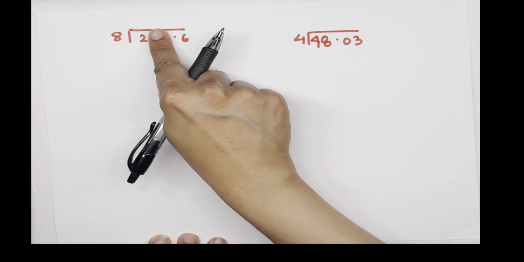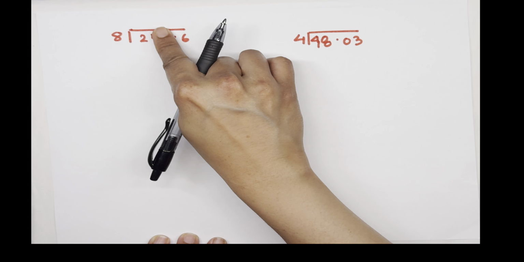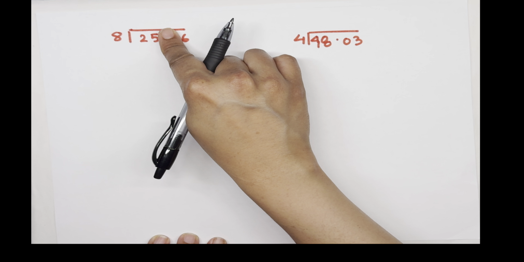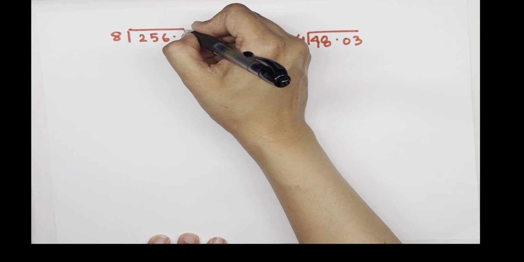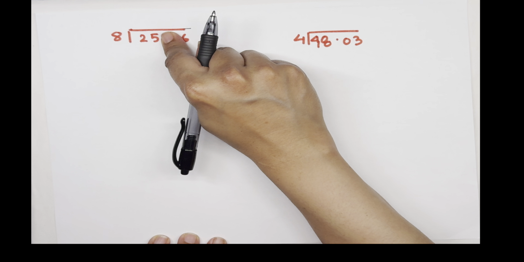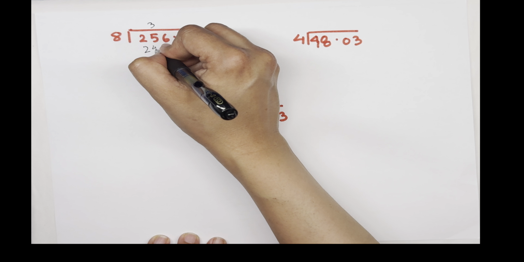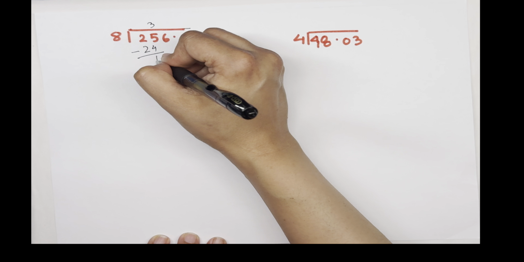256.6 divided by 8. Is it going? No. I have to take one more digit. Now it is going because 25 is more than 8. When we do the division, we always remember the dividend is always greater than the divisor. If the dividend is less than the divisor, you have to take one more digit from the dividend area. So it's 25. Think about 8's table. 8 times 3 is 24. 25 minus 24 is 1.